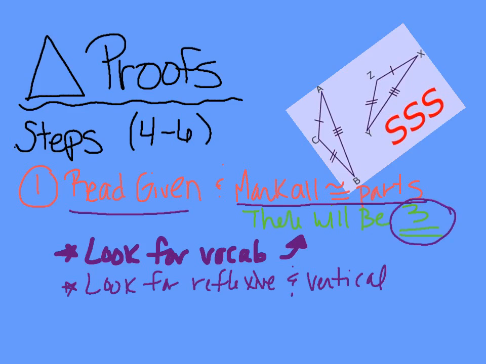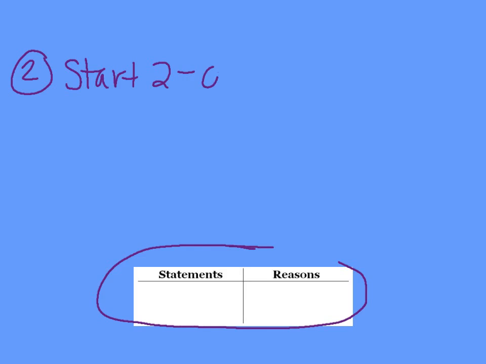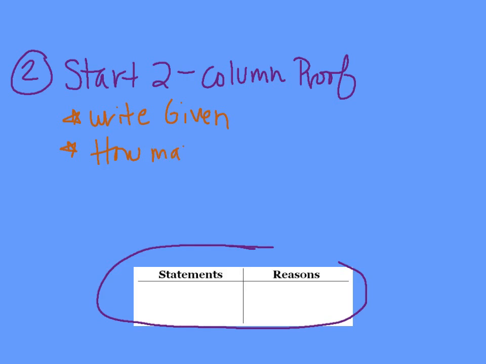Okay, once you do that, you are going to start writing your proof. So step 2 will be to start your 2-column proof. And if you forgot what a 2-column proof looks like, I have it right down here. Okay, and the first step with every proof, of course, is to write down the given. So, write the given. And then when you write the given down, you want to take note of how many congruent symbols do I have.